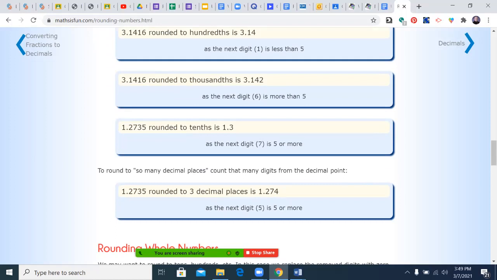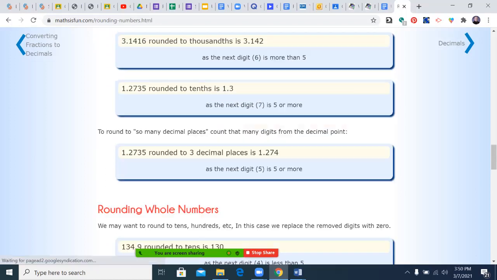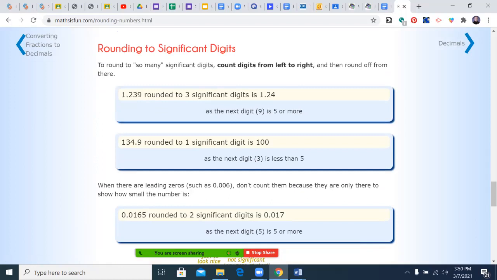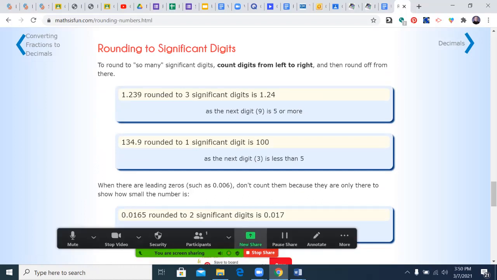And to the tenths place, tenths is the first number after the decimal point. That's a 2 in this example. I look next door, it's a 7. 7 is 5 or more, so that goes up by 1, so it becomes 1.3. We're not going to worry so much about rounding whole numbers. And significant digits is going to be something that you will worry about a few years down the road. Let's look at a few examples here.